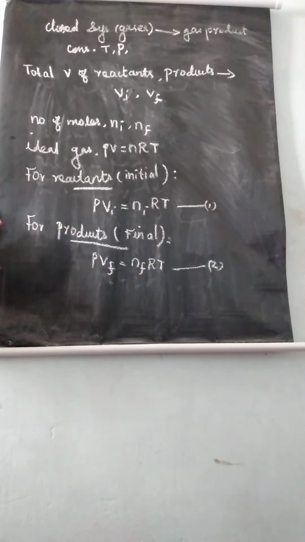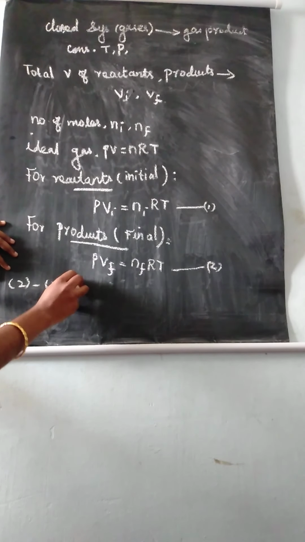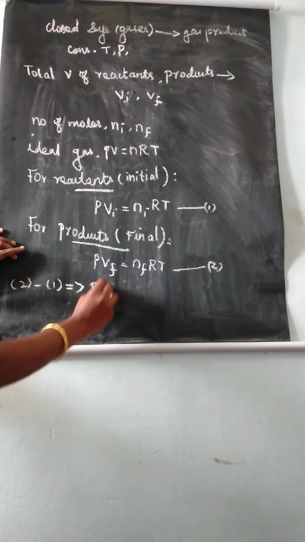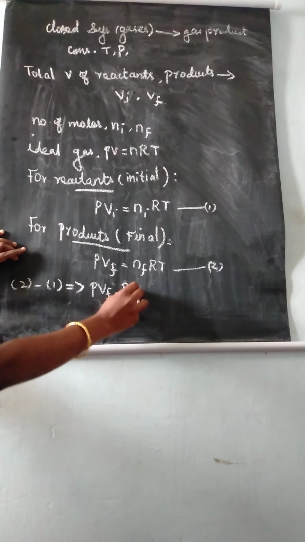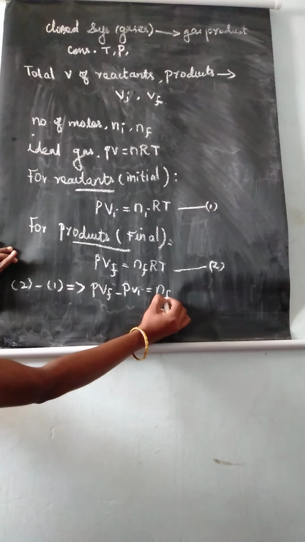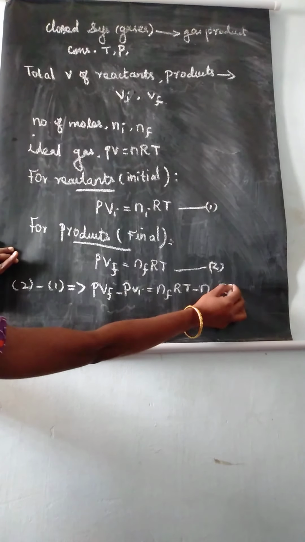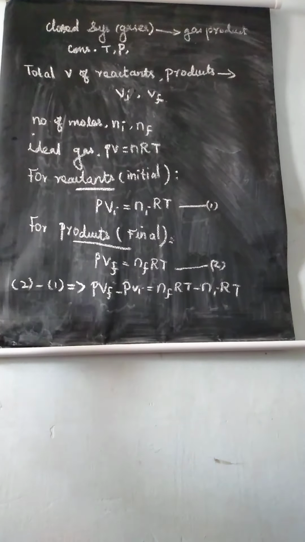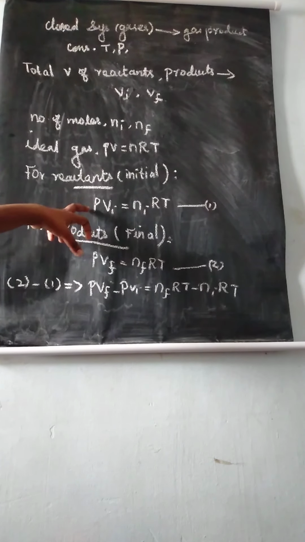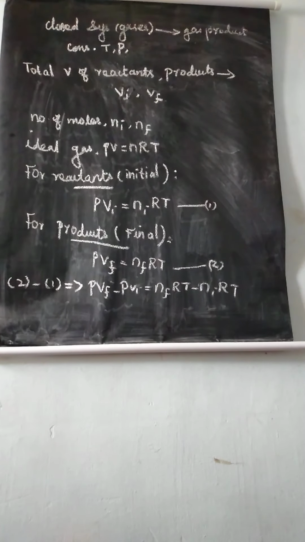Now, final state minus initial state, so equation 2 minus equation 1. We get PVf minus PVi is equal to, on the right side, NfRT minus NiRT. Understand? If you subtract final minus initial, you get PVf minus PVi is equal to NfRT minus NiRT.